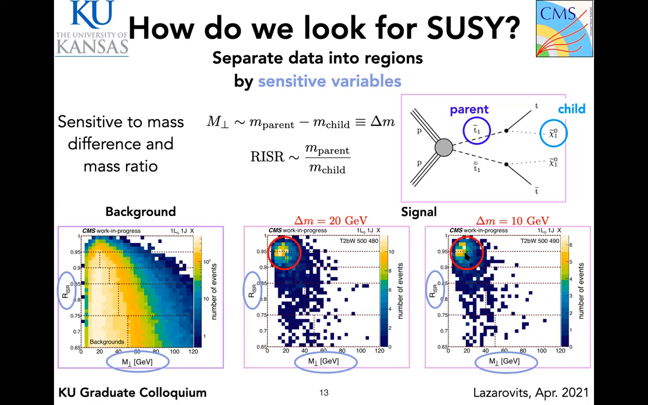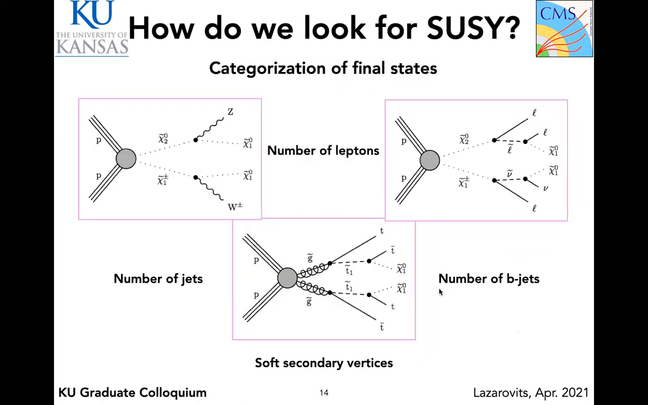So we can exploit the difference in the distributions between signal and background to further separate them. And this is exactly what our sensitive or discriminating variables should be able to do in analysis. Finally, we're also looking at different kinds of categorizations in our analysis to further separate our data into search regions.